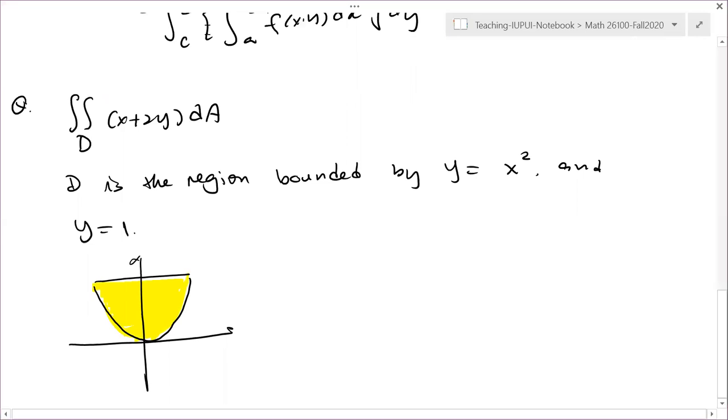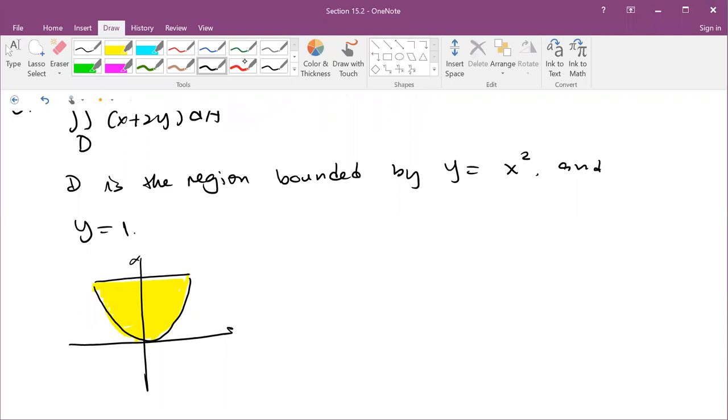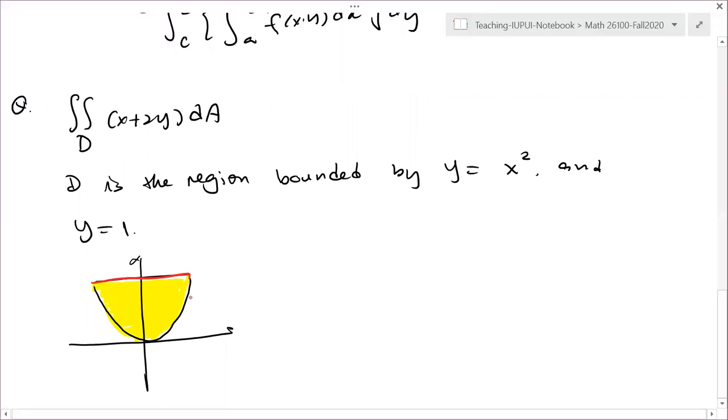Okay, what we're going to do is use a rectangle to cover that. Okay, this is our rectangle. So let's write down the rectangle we cover it with. It's going to be x is from negative 1 to positive 1, y is from 0 to 1. Okay, so this covers the D.